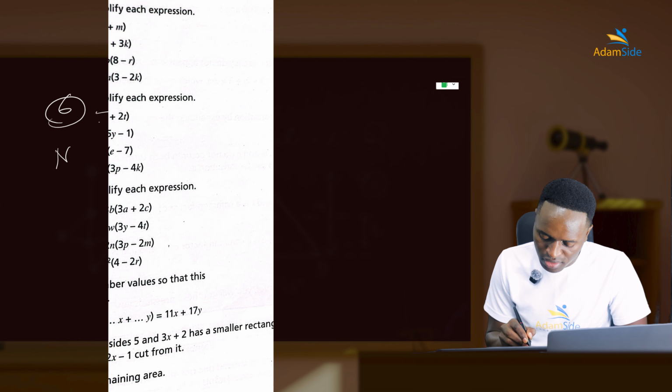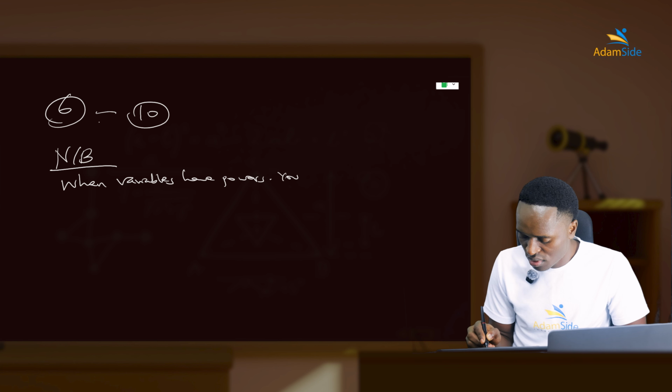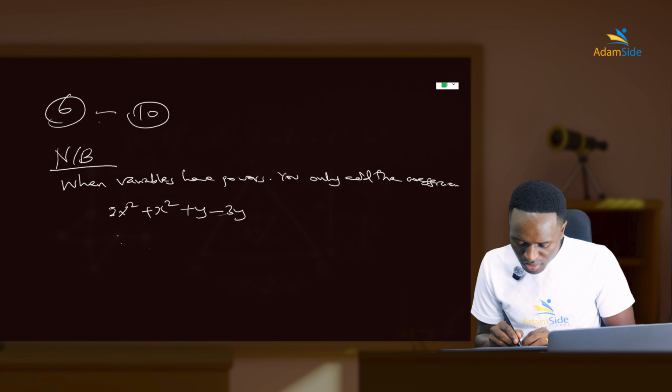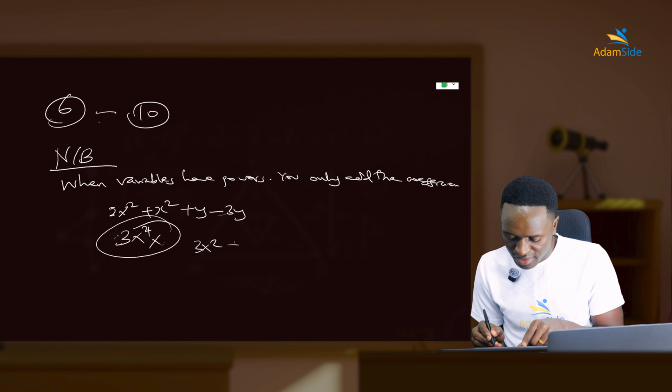But note, NB, when variables have powers, you only add the coefficients. Don't apply the laws of exponents here. For example, let's say you have 2x squared plus x squared plus y minus 3y. There are some students who say this will be 3x to the power 4. This is a big mistake. Don't do this. Instead, just say this is the same as 3x squared minus 2y, and you get your answer.